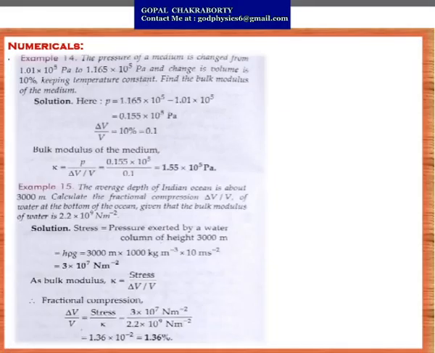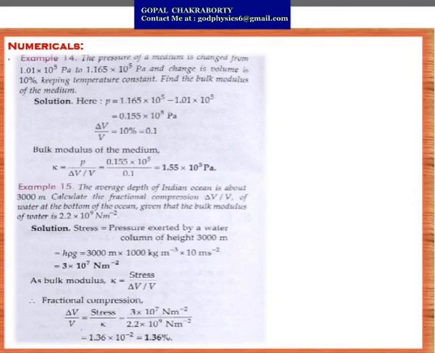Now the first problem: the pressure of a medium is changed from 1.01 into 10 to the power 5 Pascal to 1.165 into 10 to the power 5 Pascal, and the change in volume is 10%, keeping the temperature constant. Find the bulk modulus of the medium. So how can you find it? You know the change in pressure, that is, delta P is equal to 1.165 into 10 to the power 5 minus 1.01 into 10 to the power 5. Ultimately you will get 0.155 into 10 to the power 5 Pascal.